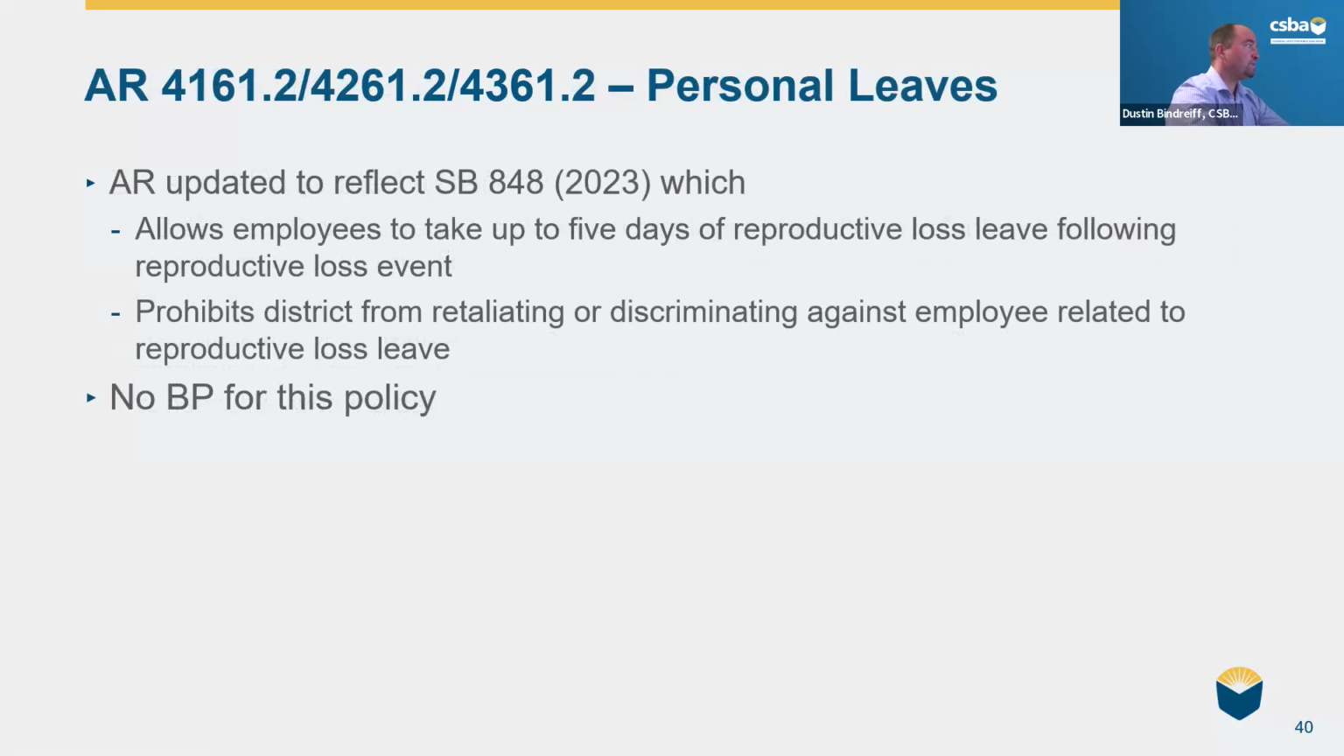Personal leaves were updated to include that the definition of immediate family includes siblings-in-law. Senate Bill 848 allows employees to take up to 5 days of reproductive loss leave following a reproductive loss event and prohibits the district from retaliating. Finally, unless the district's leave policy specifies otherwise, reproductive loss leave will be unpaid unless the employee chooses to use other types of leave.